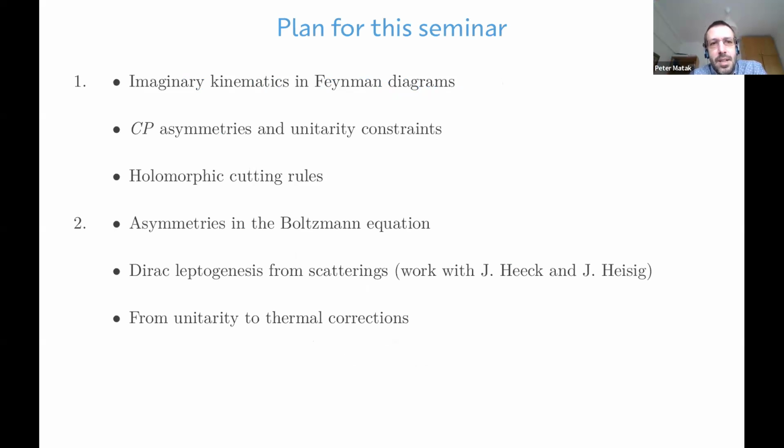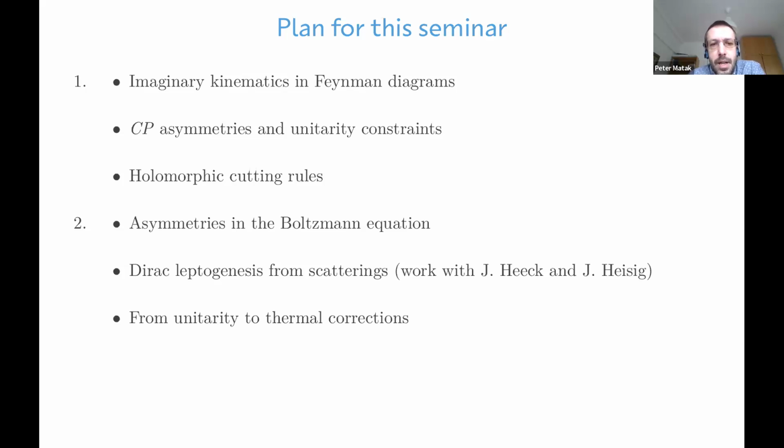In the first part, I will briefly review mostly the textbook stuff, the imaginary kinematics in Feynman diagrams, and how they can lead, together with some irreducible complex phases in couplings, to CP asymmetries and unitarity constraints. There will be almost no new physics in this first part, but there will be a new way to describe these calculations, how to perform them in a diagrammatic way.